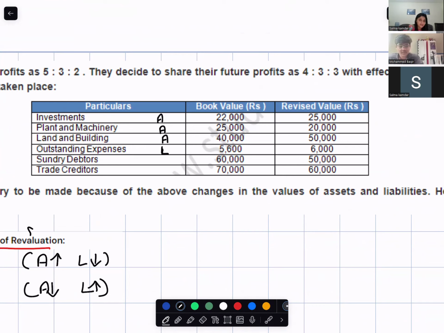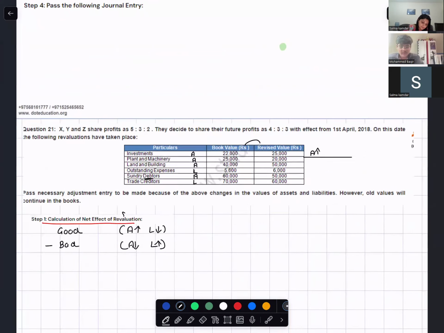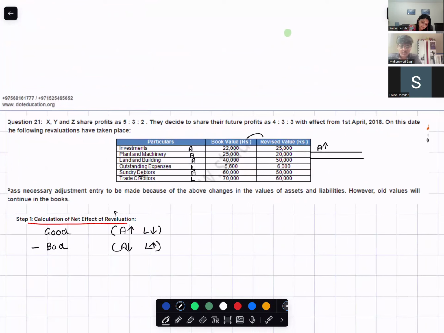Debtors is assets or liabilities? I think liabilities. Okay, then it's an asset. And creditors? Creditors is a liability. Come on, tell me. Asset is increasing or decreasing? Increasing. How much? By 3,000.